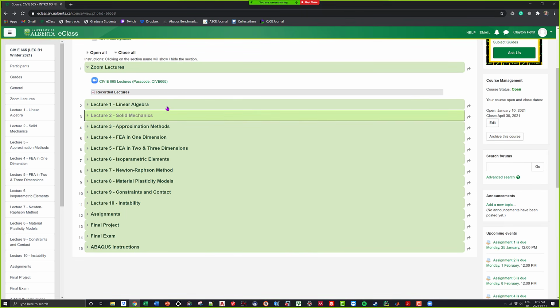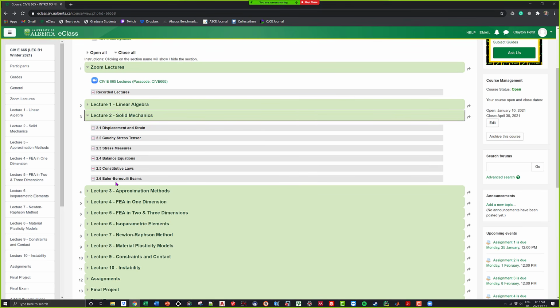So again, lectures 1 and 2, linear algebra and solid mechanics, are basically just going to be review. It's going to be a good time. But at the end of solid mechanics, especially Euler-Bernoulli beams, this, of course, will be assignment number 1.